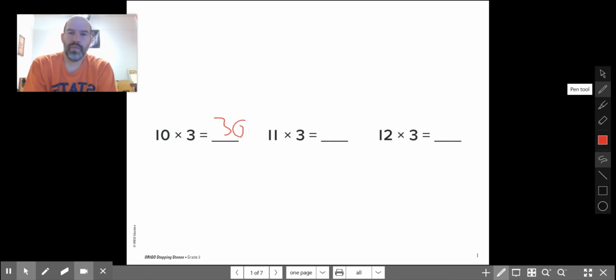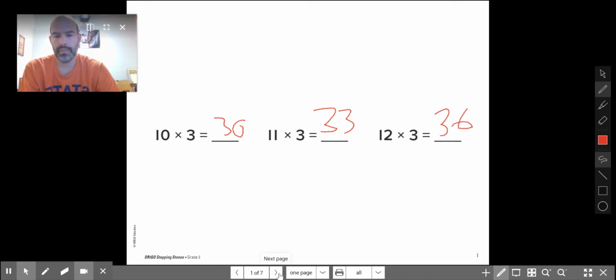Now, if we remember, the 11's facts were double the number that's being multiplied, right? So this is 33. And then if we remember, we can skip count by threes. What would 3 more be? 36. All right. So we can start with facts that we know to help us find out the answers to facts that are unknown, right? So using that as a strategy today will help us with our lesson.